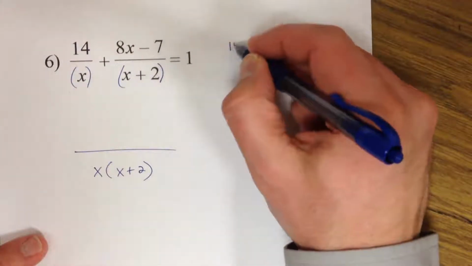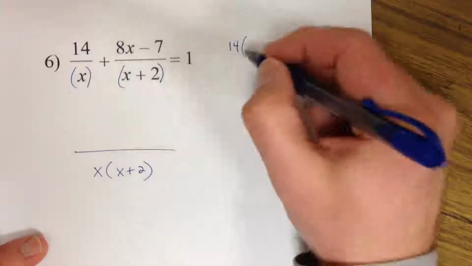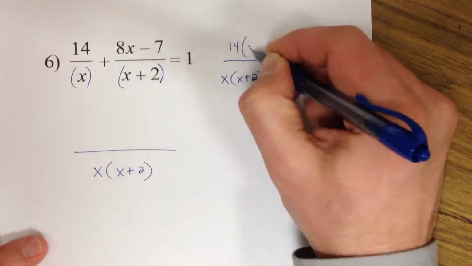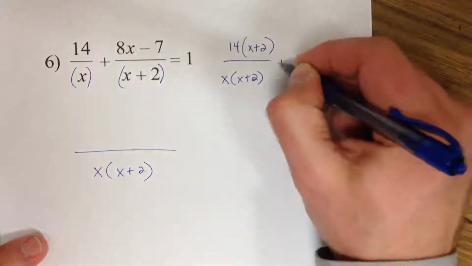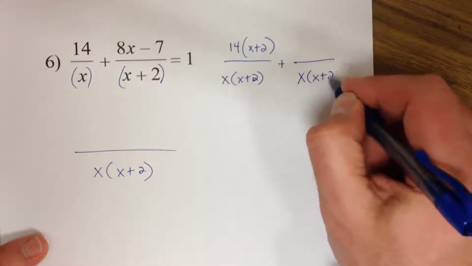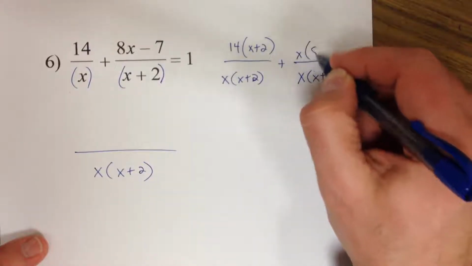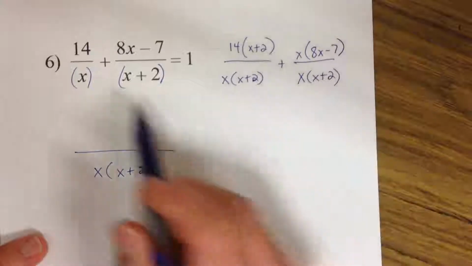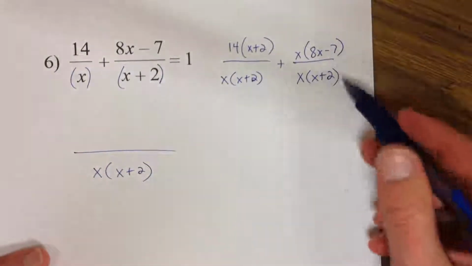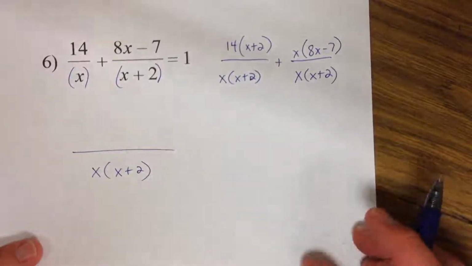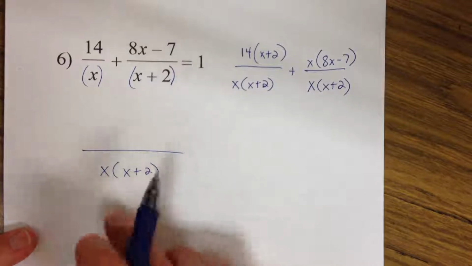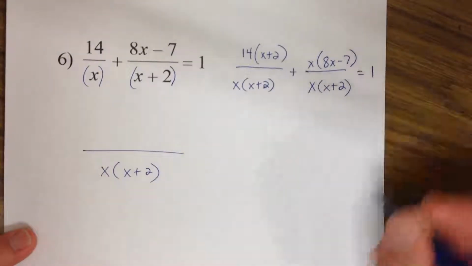So this becomes 14. You need an x plus 2 on the bottom, so you got to put that up top. Plus, this one needed an x. You notice that I multiplied the x up top to this entire quantity, not just the 8, not just the negative 7, the whole thing. Okay, so now that equals 1.